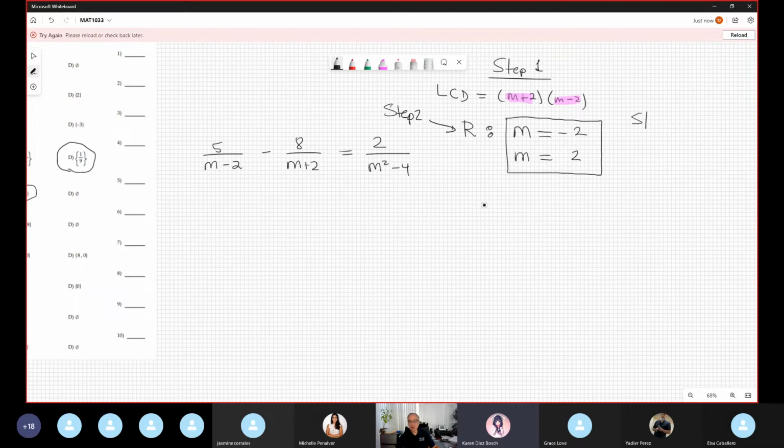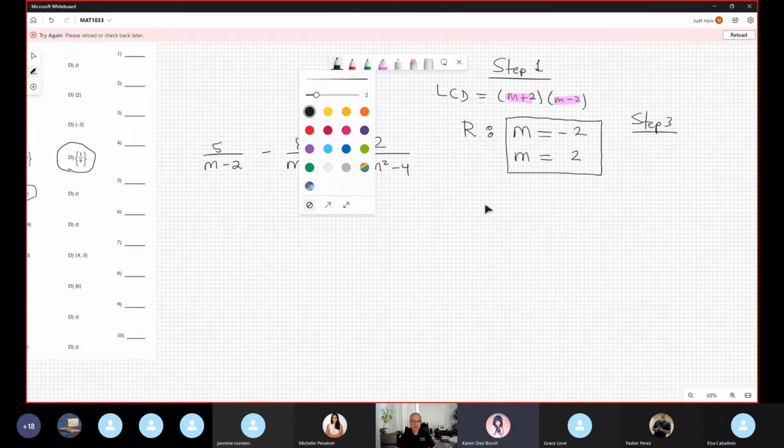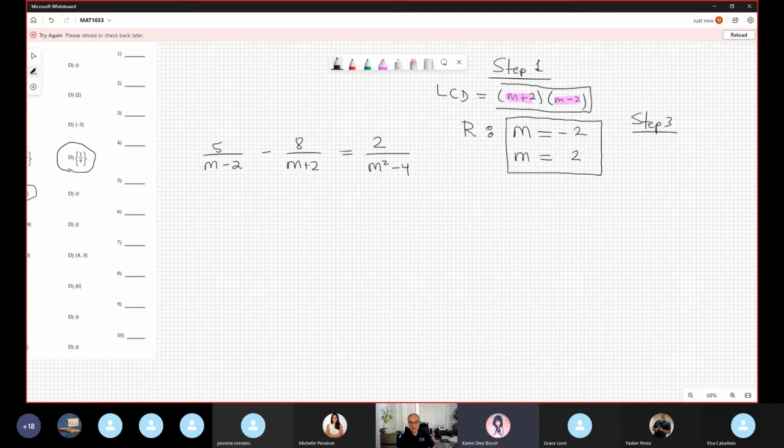And what is step 3? In my opinion, it's the most important step. What is step 3? Multiplication. Very well. Copy this LCD 3 times. You can tell me. Okay, you copy: m plus 2, m minus 2, m plus 2, m minus 2, m plus 2, m minus 2.